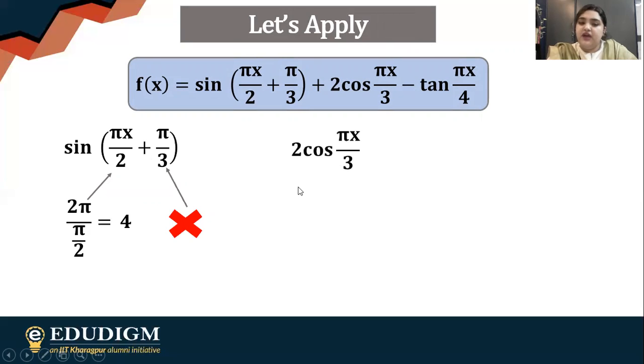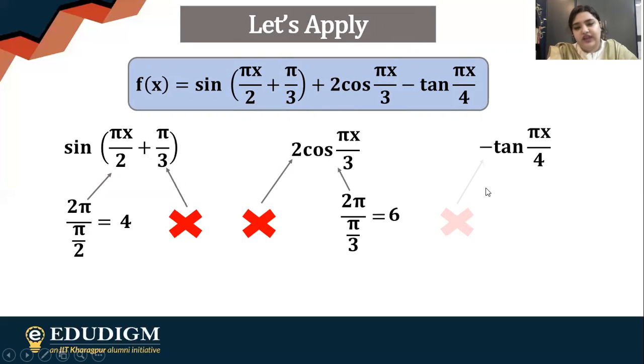Look at the next part. This 2 has no contribution. Here we don't have this b going on, so we simply have ax. So it's going to be 2 pi by pi by 3, because cos originally has the basic periodicity of 2 pi. You have 6. Finally, no contribution from the negative sign, no contribution from b. Tan actually has the period pi.